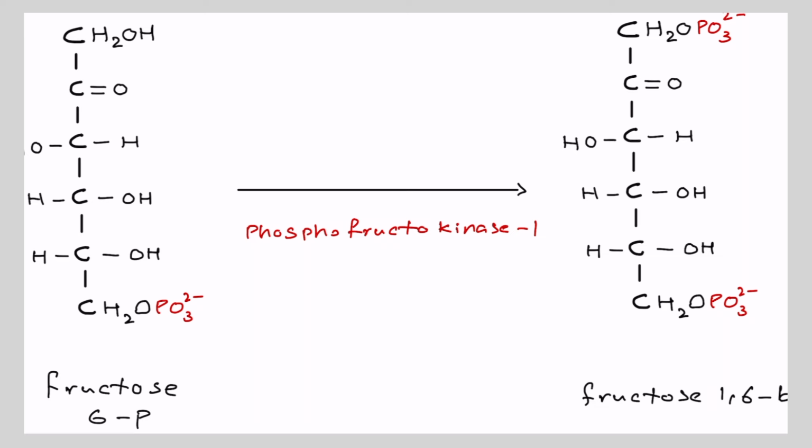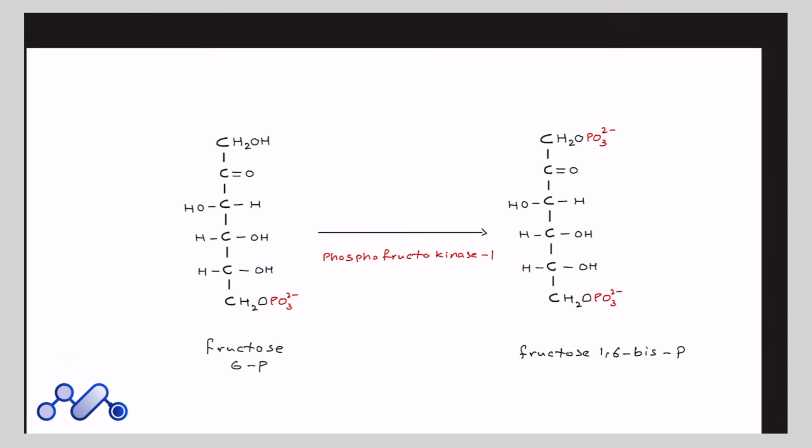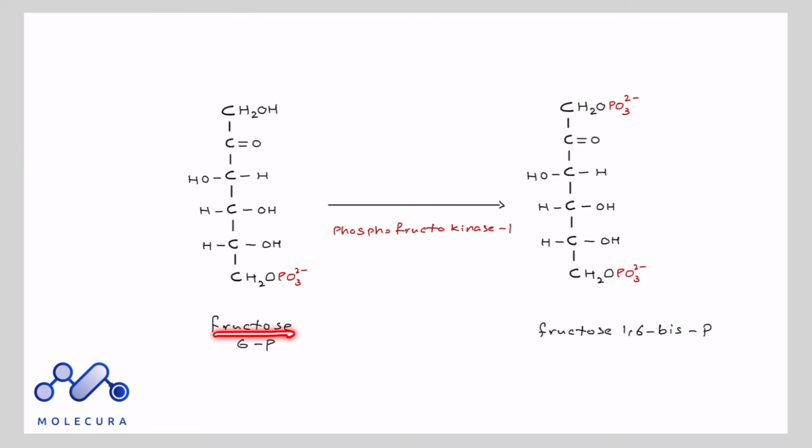And here it is important to know what's happening. Every reaction in biochemistry, you can easily tell what is getting converted to what by looking at the name of the enzyme. Here we have fructose with a phosphate group. We are adding a phosphate group to it. So it's going to be a kinase. The kinase is adding a phosphate group to what? To the phosphofructose that we already have.